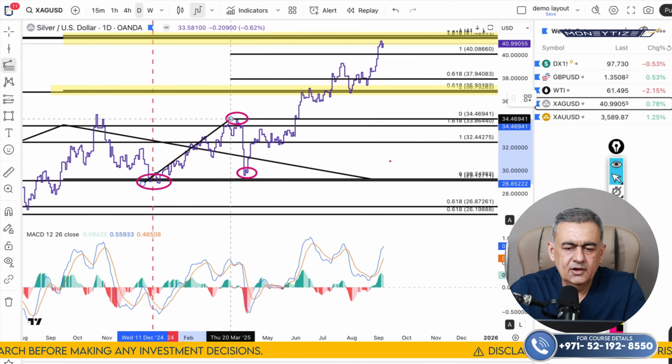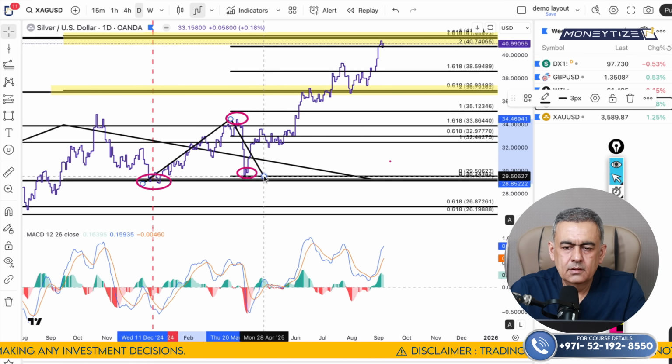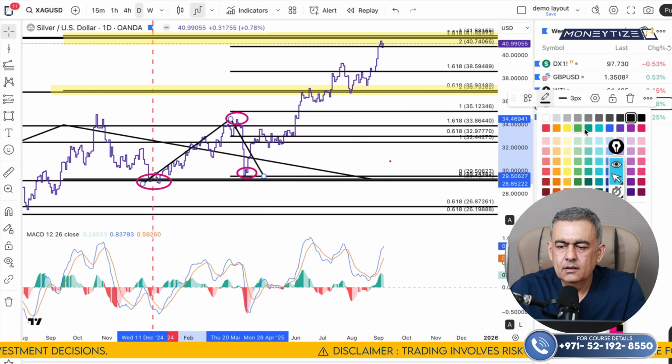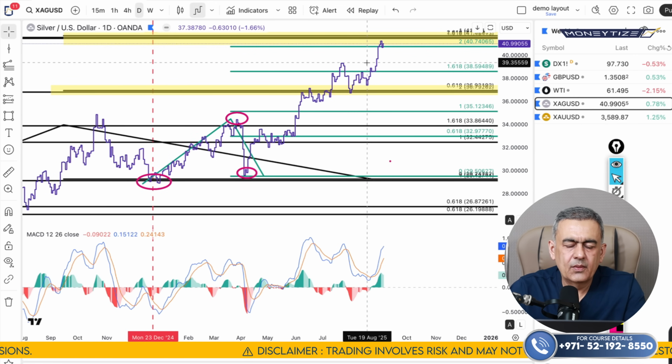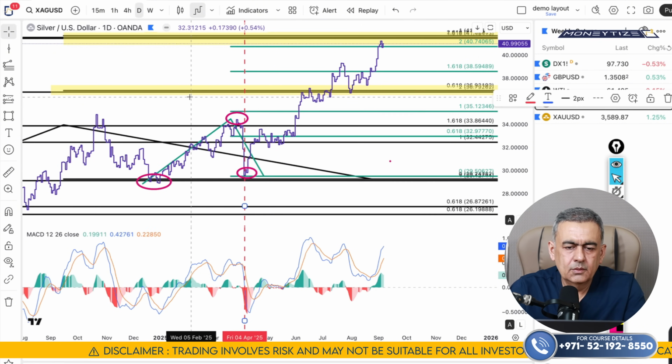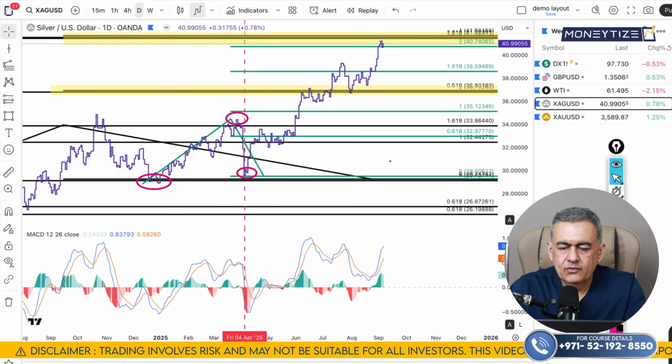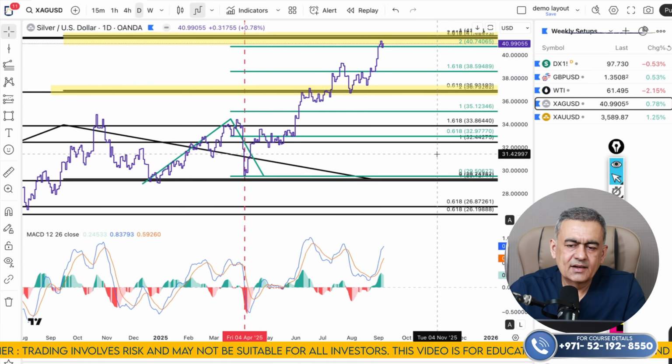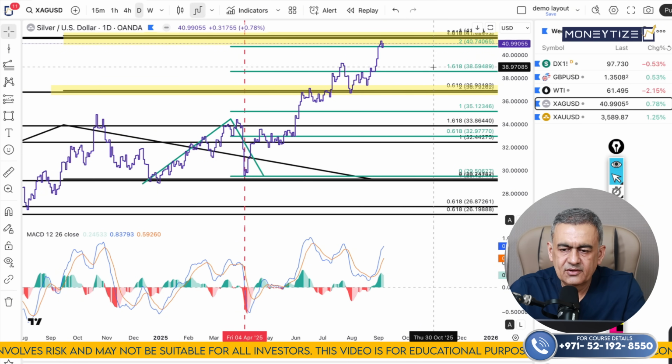So first A to B and B to C applied, and change the color to green here. Green lines are representing our daily extension levels, and move the vertical line to the point C here. Now we are exactly on the resistance level, magnet resistance level.